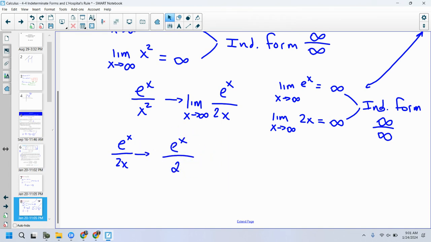Oh, don't grab that arrow. Oh, stop that. I've really made a mess of things right here. Should have just rewritten it.